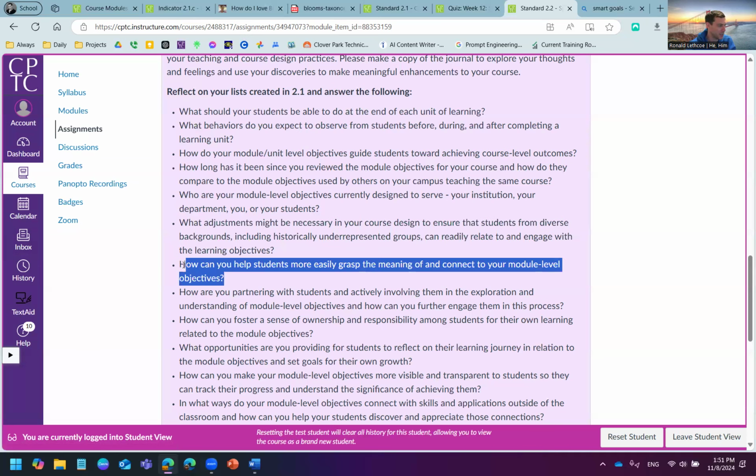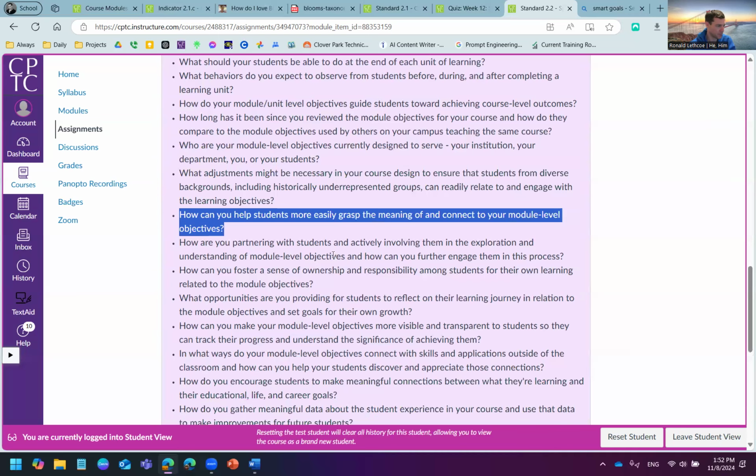How can you help students more easily grasp the meaning of and connect to your module level objectives? I think what Tracy was saying about just asking them if they understand it. But if anybody else has anything they wanted to add. I think my answer to this question sort of ties in with some of the other ones, like the next one and maybe the previous one.